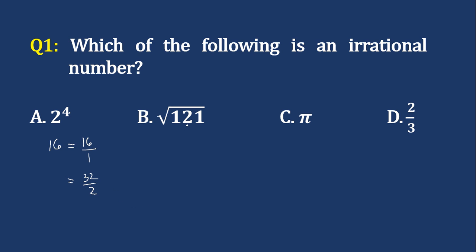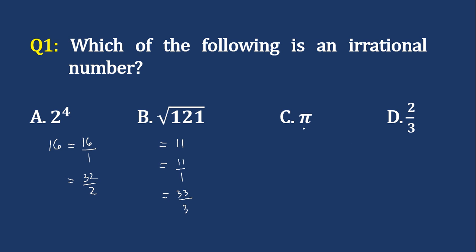Okay? How about square root of 121? Obviously, that is just 11. Correct? And 11 is the same as 11 over 1. It is even the same as 33 over 3, which are fractions, right? So square root of 121, or 11, is a rational number. Obviously, 2/3 is a fraction, so it's rational.